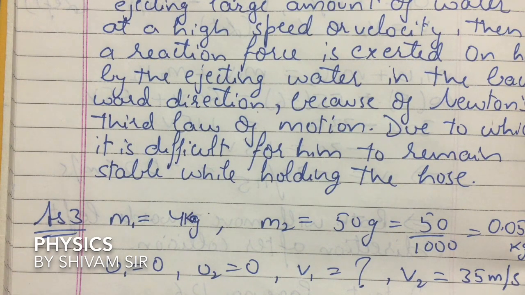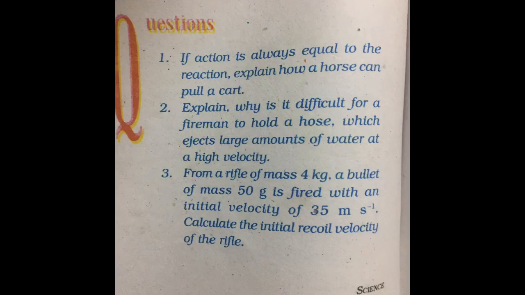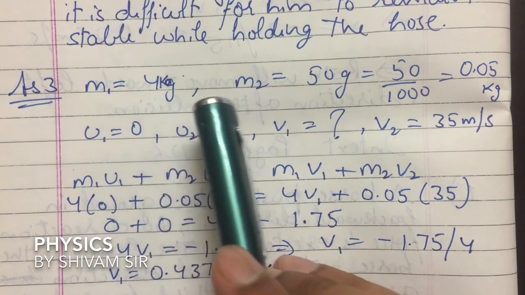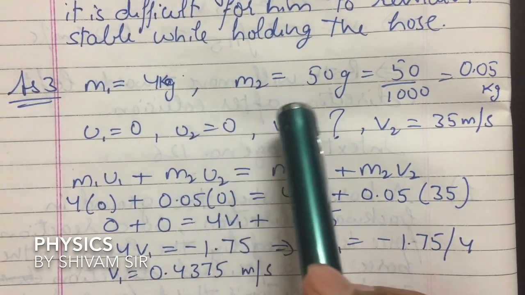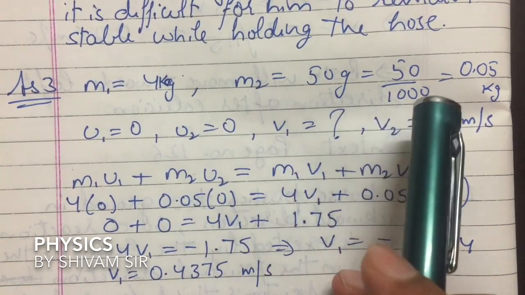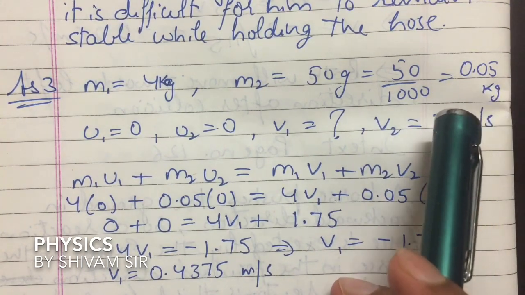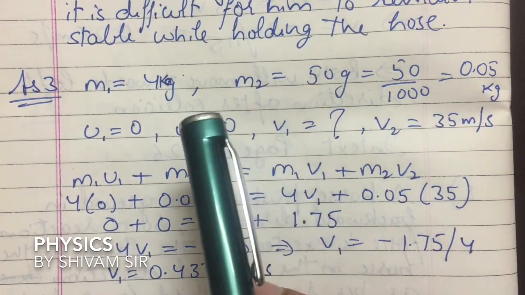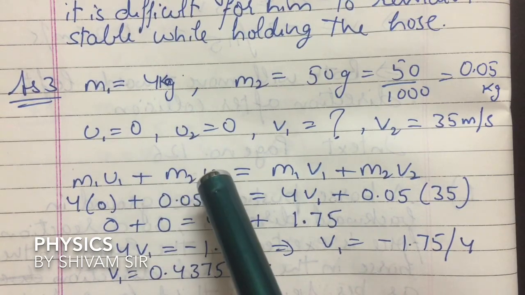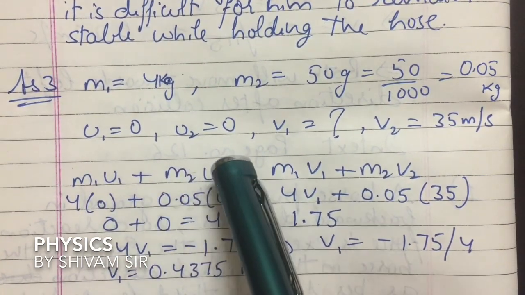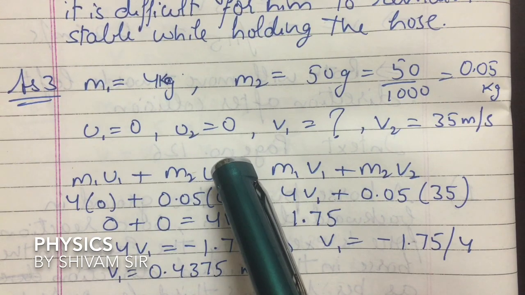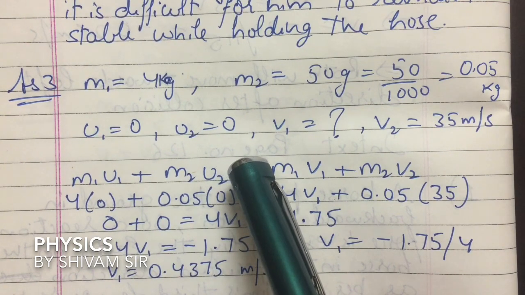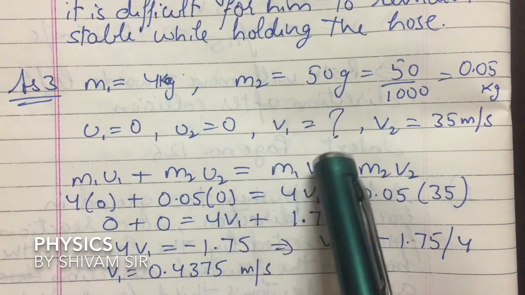So let's move on to the next numerical. Third: from a rifle of mass 4 kg, a bullet of mass 50 gram is fired. So let the mass of the rifle be 4 kg, M1 is equal to 4 kg. M2 is the mass of the bullet, which is 50 gram. So 50 upon 1000 is 0.05 kg. So both of them will be at rest obviously. So U1 is equal to 0, U2 is equal to 0. So we have to find out the initial recoil velocity of the rifle. So V1 we have to determine.